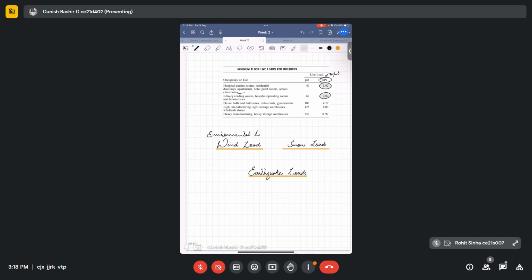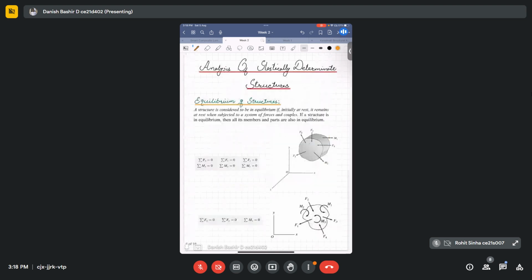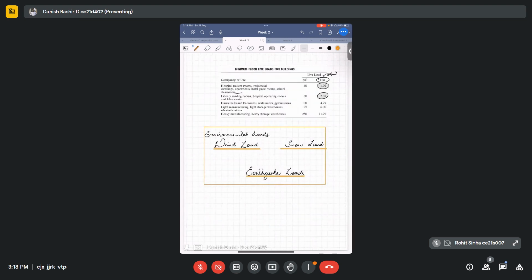Environmental loads. All these come under environmental loads. These things. Wind loads, snow loads, earthquake loads, these are all environmental loads. Then another type of load can be impact.